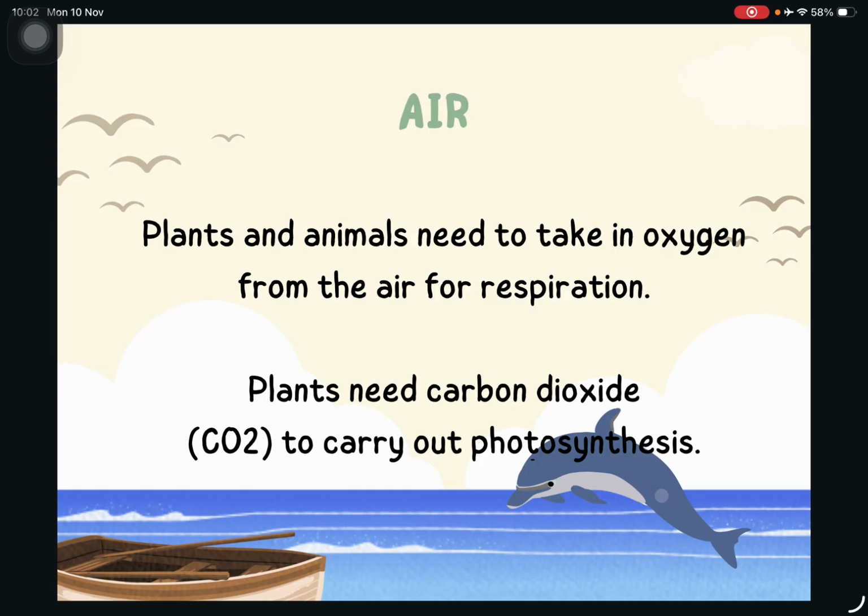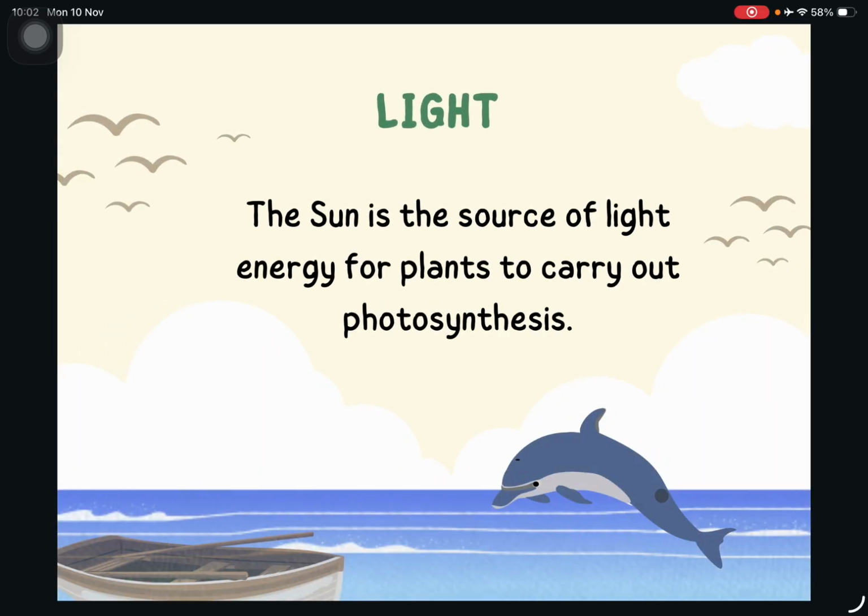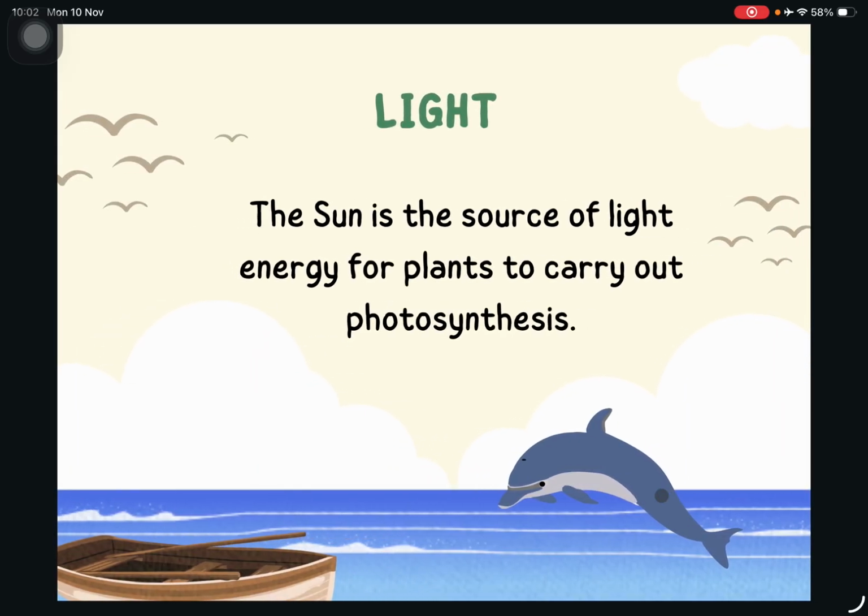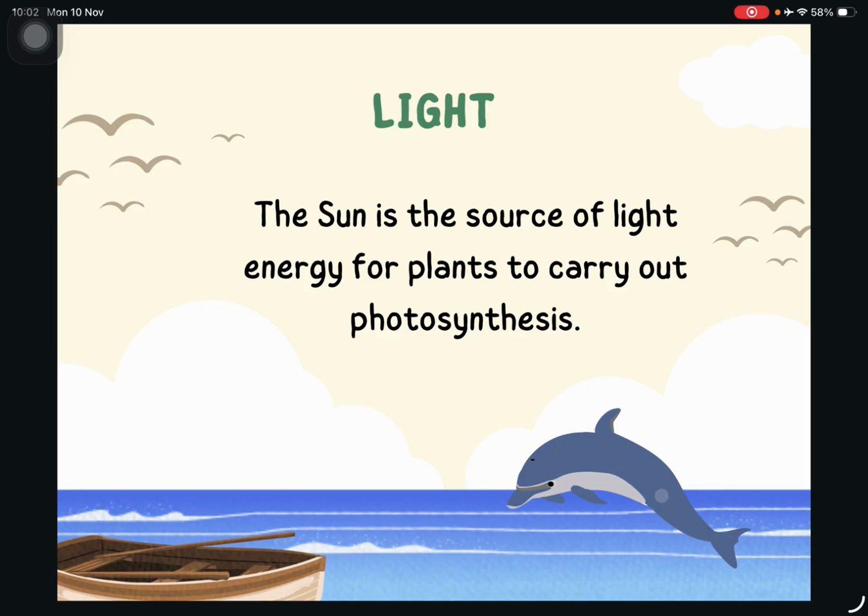Next non-living thing we have is light. So where can we find the source of light? It's from the sun. The sun is the source of light energy for plants to carry out photosynthesis. Again, pause to write.